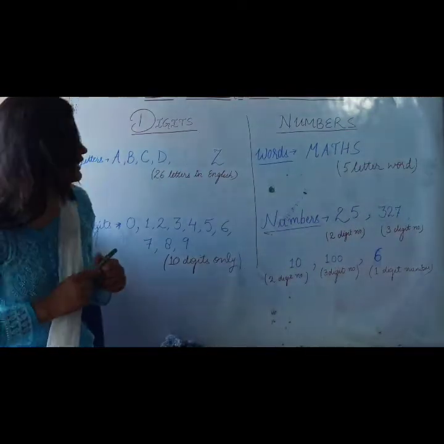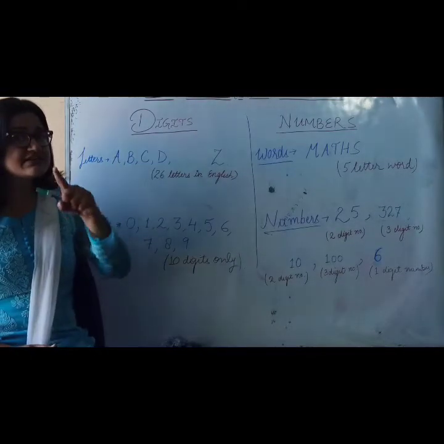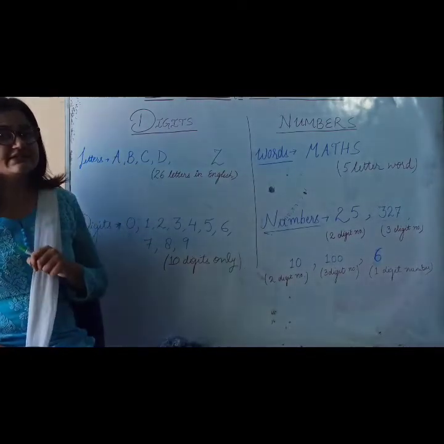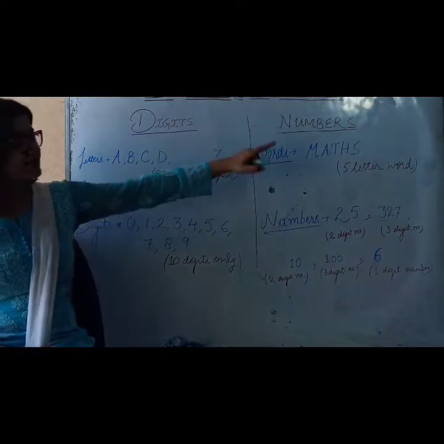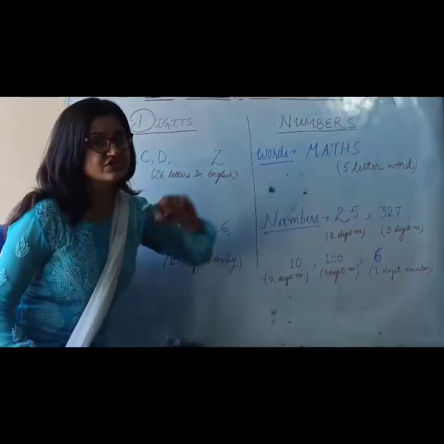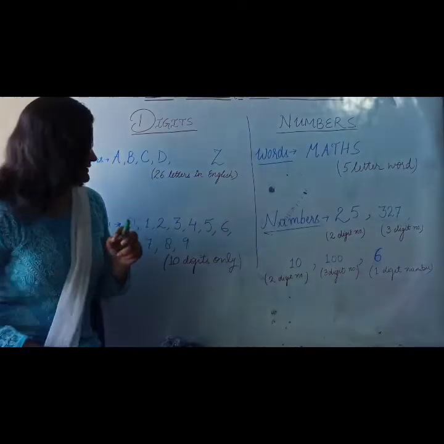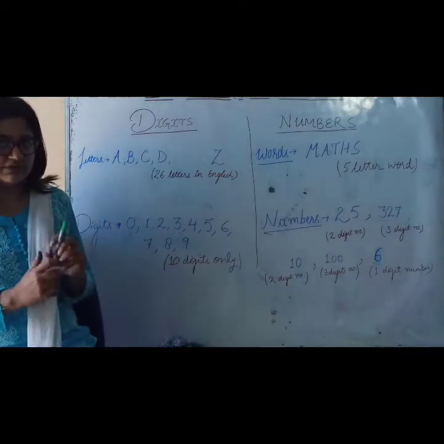For example, in English there are letters like A, B, C, D, all the way to Z. There are 26 letters in English. And when we combine these letters, it forms a word. For example, if you combine the letters M, A, T, H, S, it forms the word maths. Maths is a 5-letter word. Now, let's come to digits and numbers.